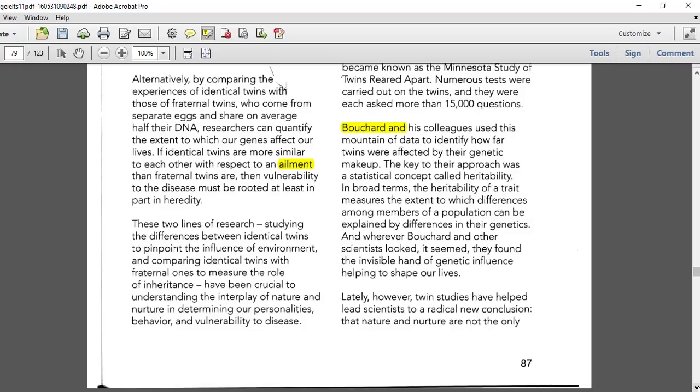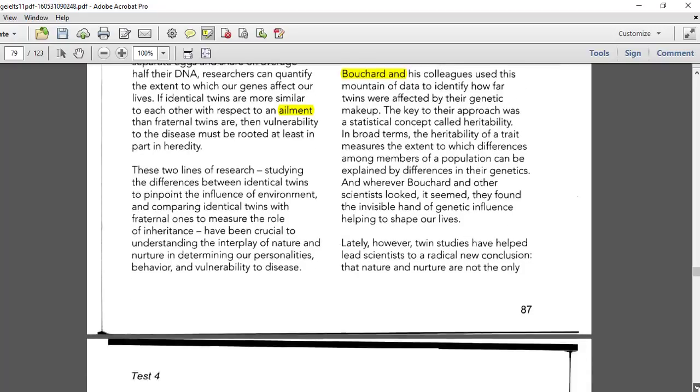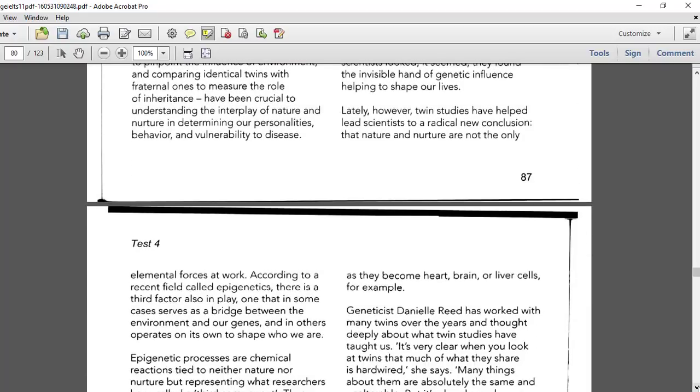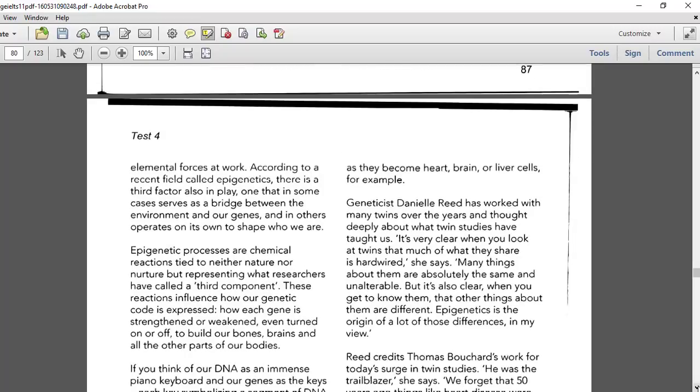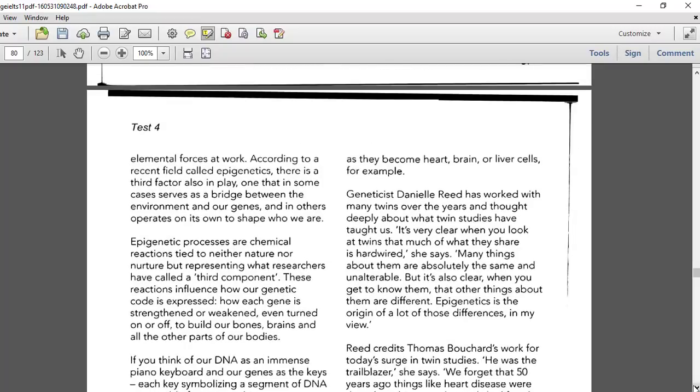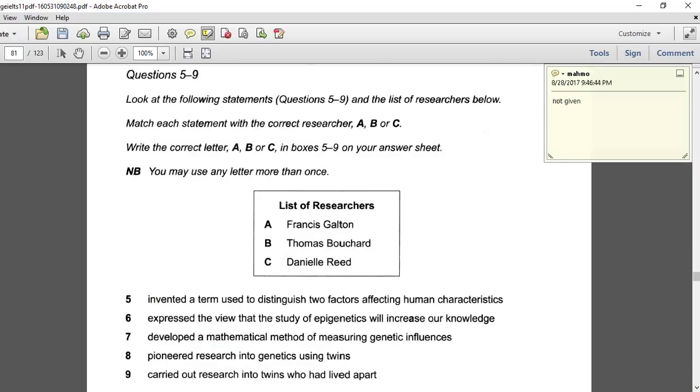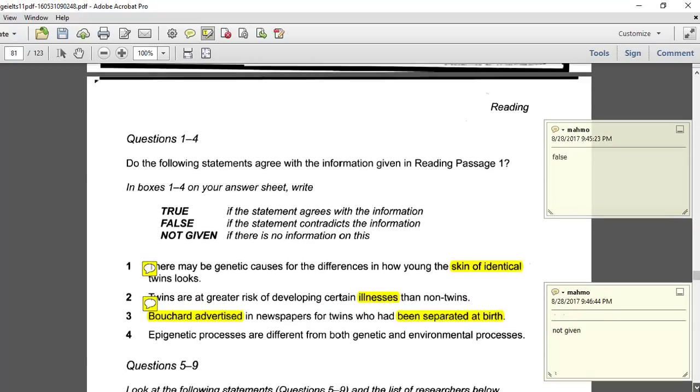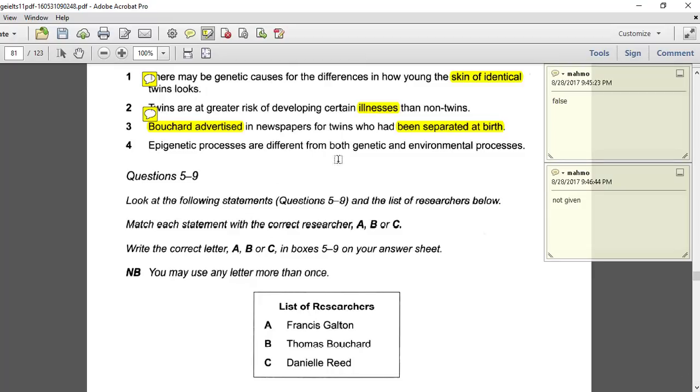Nothing about newspapers or advertisement. I think we have gone so far. So maybe it's not given. So what do we do if we are in doubt, if it's not given or given in one way or another? We move to number 4, and then we get back to number 3. Epigenetic processes are different from both genetic and environmental processes. So we will look for epigenetic processes and see also environmental processes.